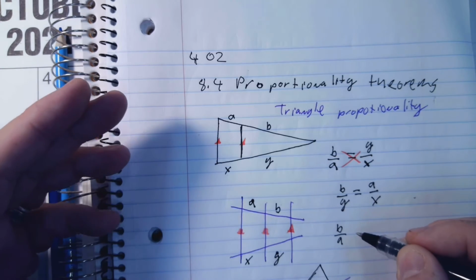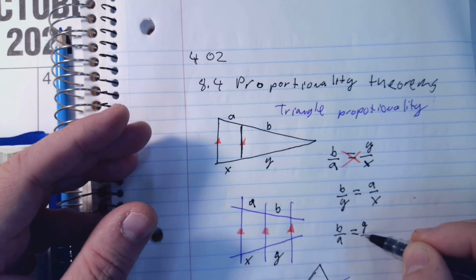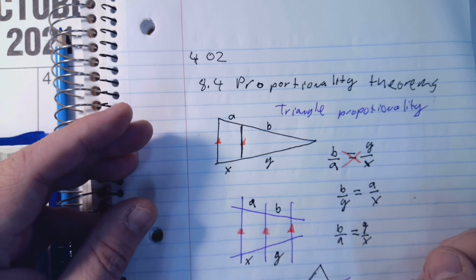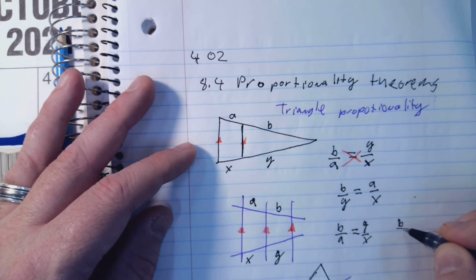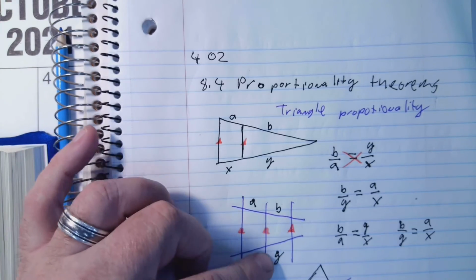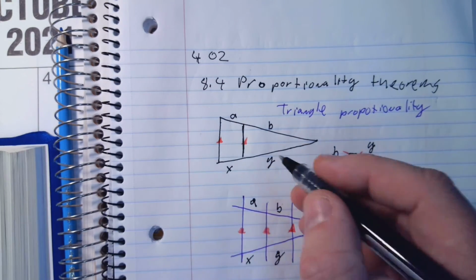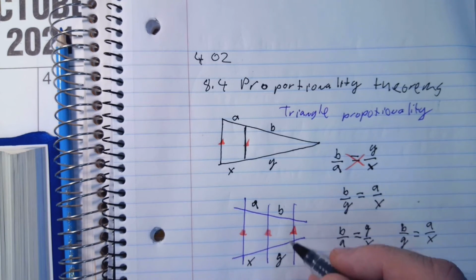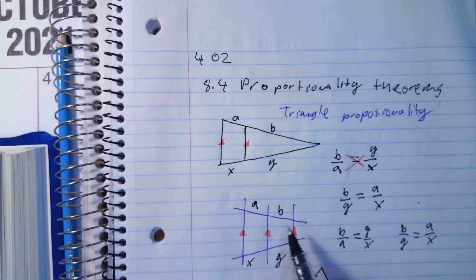B over A equals Y over X. Could I also, because I personally just don't like it, instead do B over Y equals A over X? Would that work also? Okay, so those are two ways to look at it. Yes, they're different theorems, but no, they're the same. They just use this theorem to prove that it works for parallel lines with two transversals.